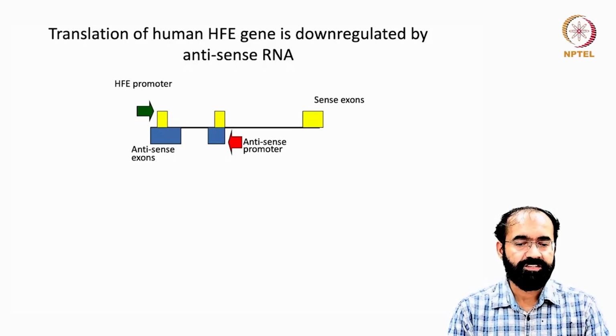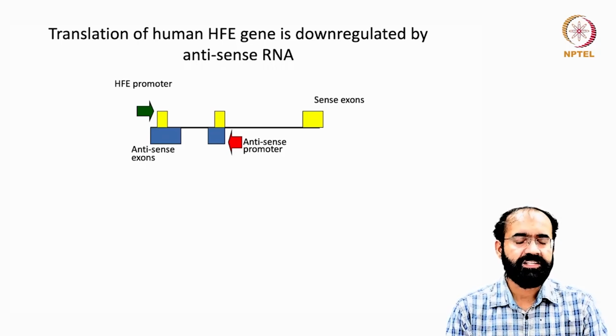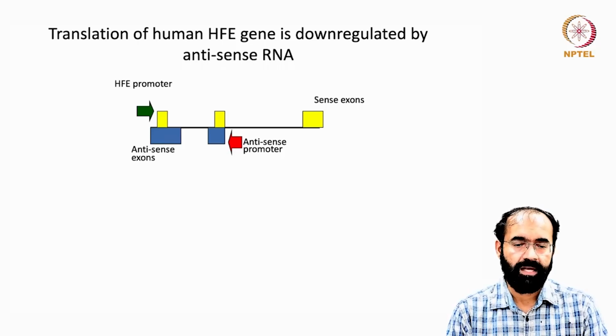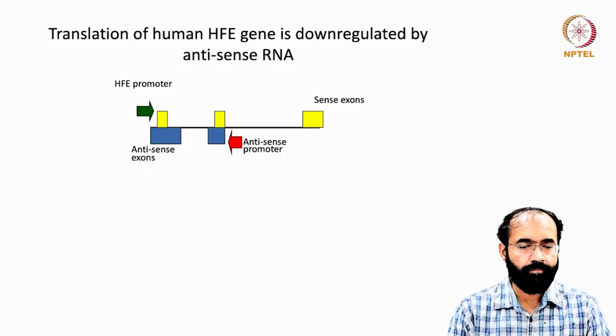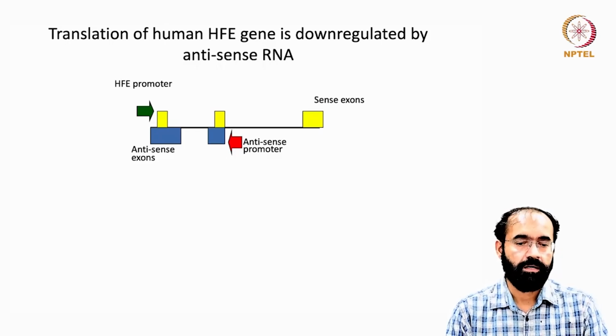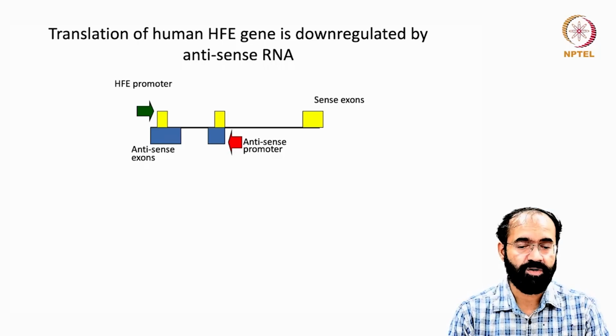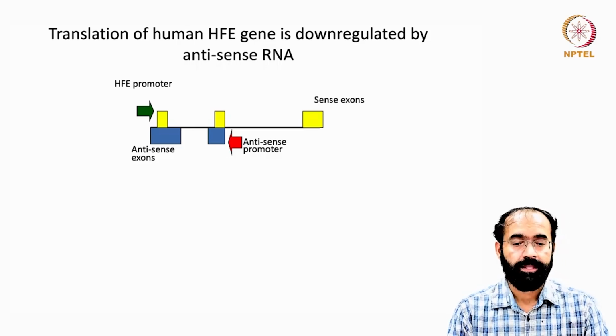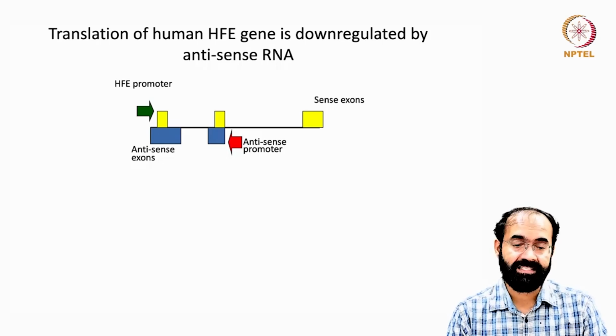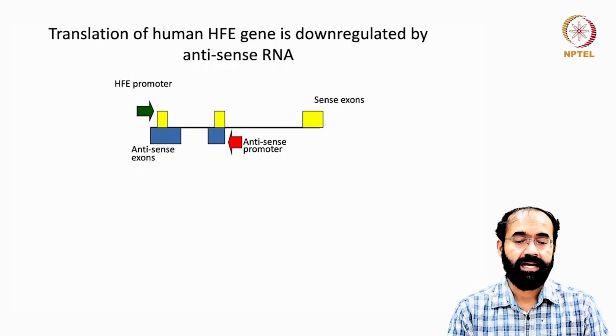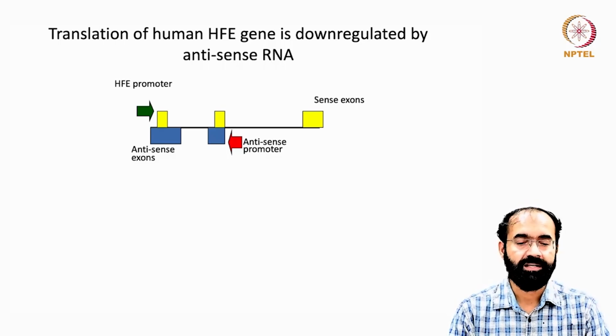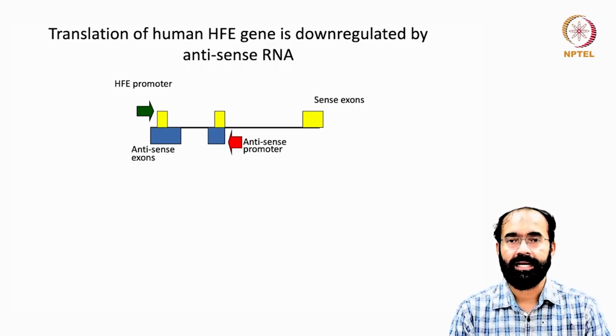Translation of the human HFE gene is downregulated by antisense RNA. HFE is basically for iron utilization. Fe stands for iron, and H for high iron. The HFE gene has its HFE gene-specific promoter, and the yellow boxes are exons. You also have an antisense strand, just like Xist and Tsix we have been talking about. In the antisense promoter, you can have the production of this antisense RNA. HFE is the sense gene, with exons responsible for HFE protein production, and these exons are properly spliced later and the RNA can be formed.